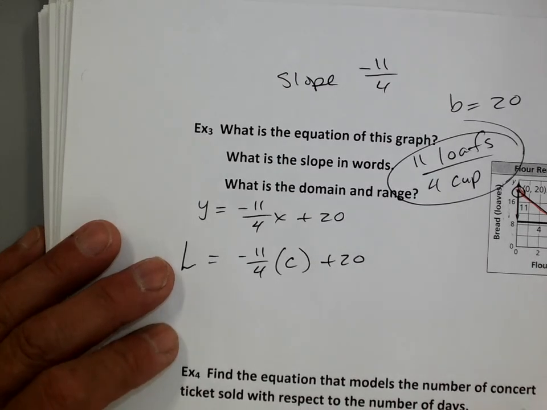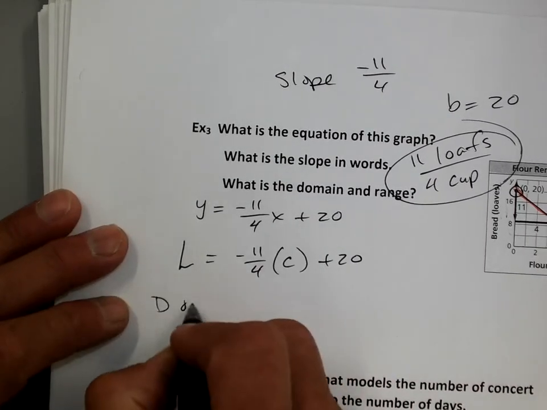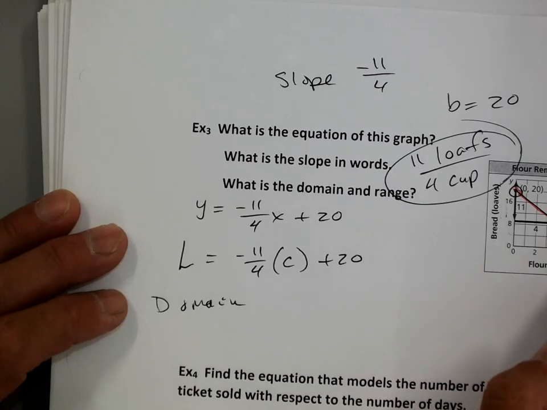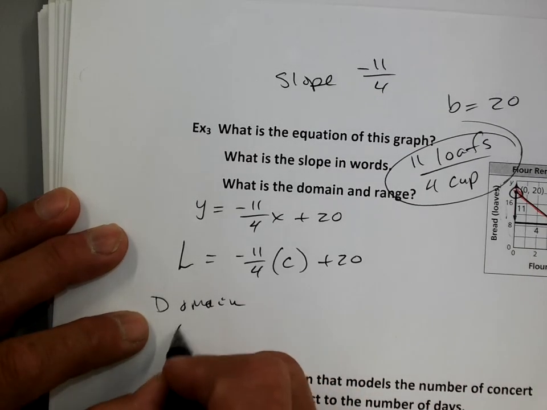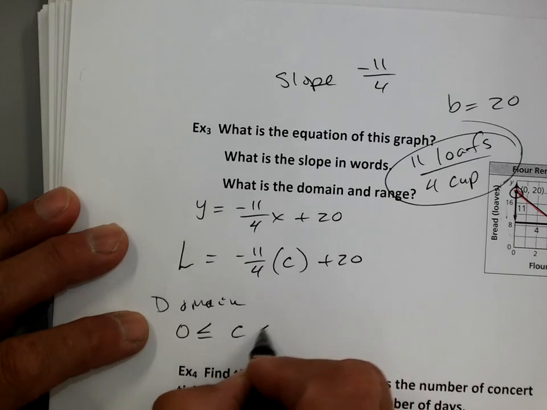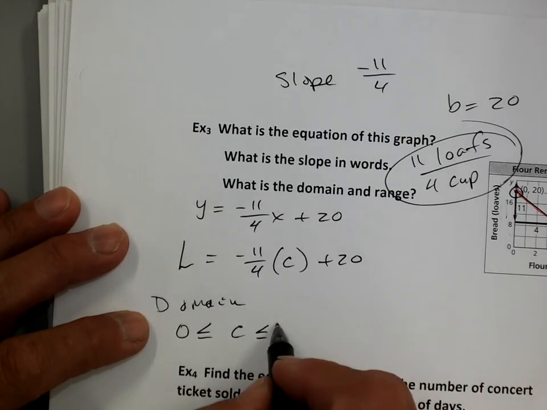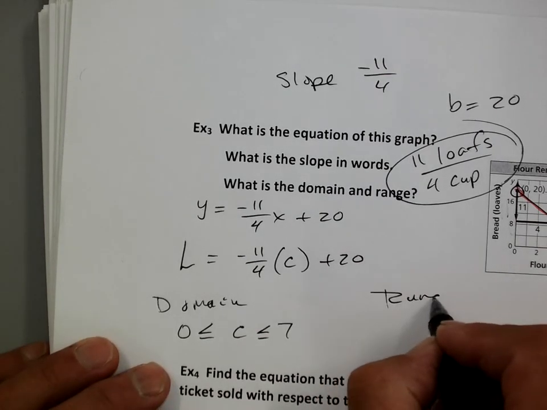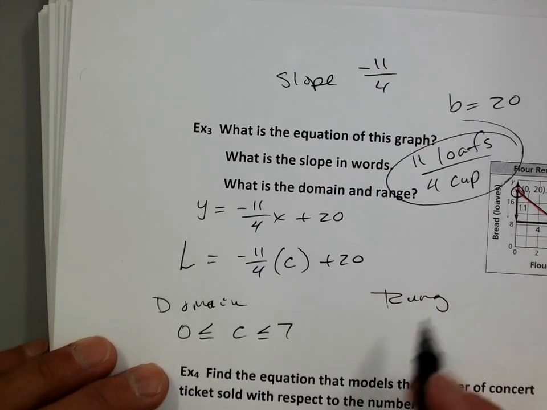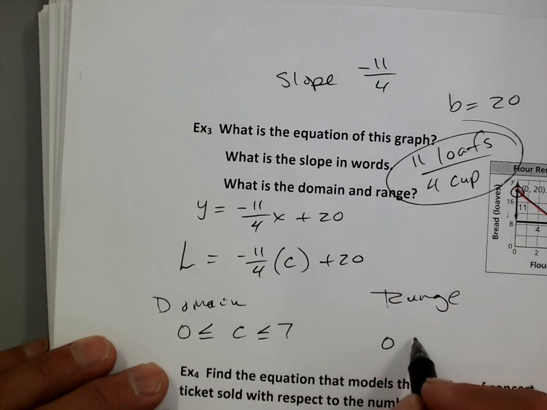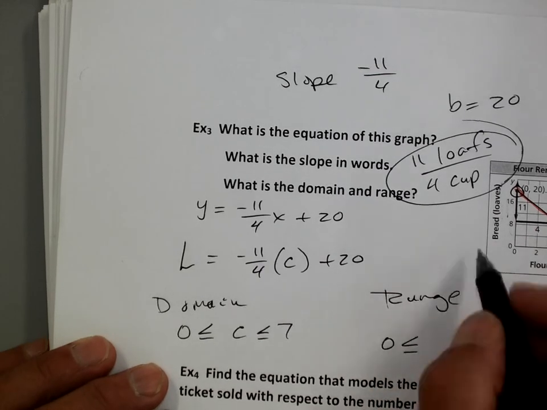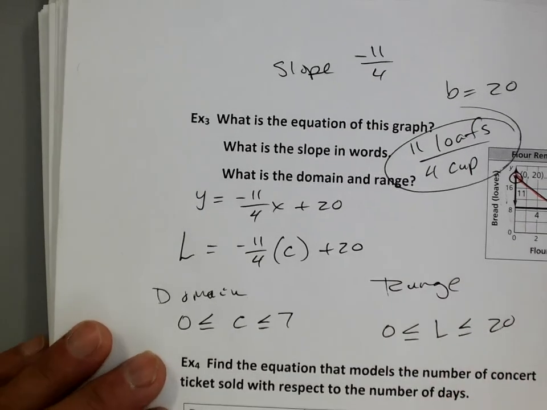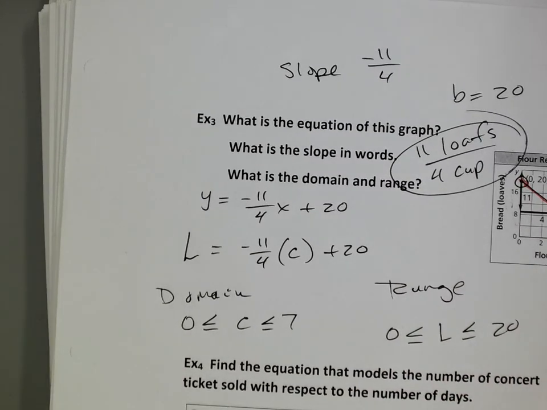Okay, domain and range. Domain is 0 to, looks like about 7 cups. Looks like it's going to be 0 is less than or equal to cups, which is less than or equal to 7. Range is your y value. Looks like you're going to have 0 less than or equal to bread loaves, less than or equal to 20. You're not going to have any more than 20 loaves, okay? Hopefully this is making some sense.